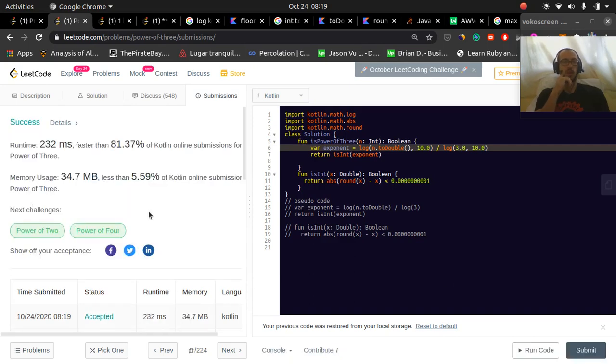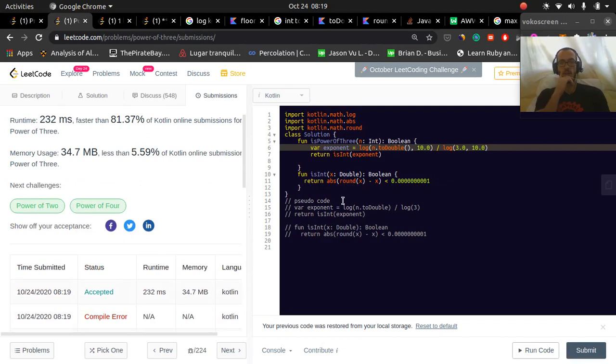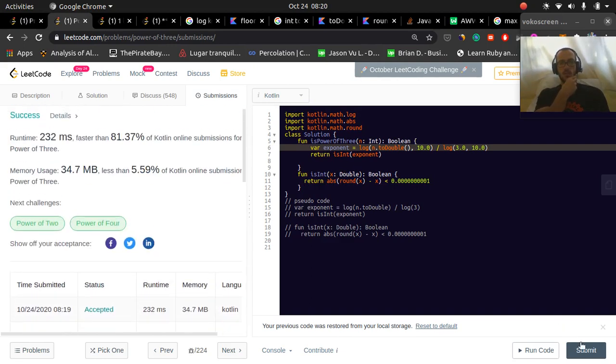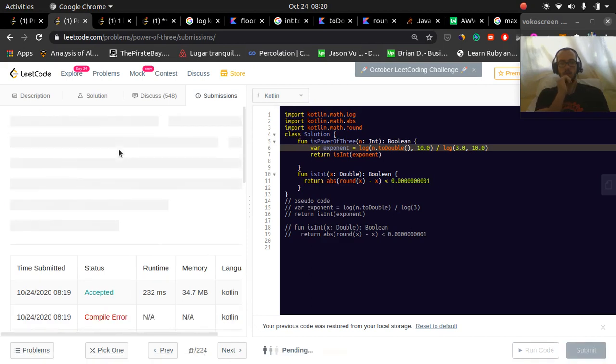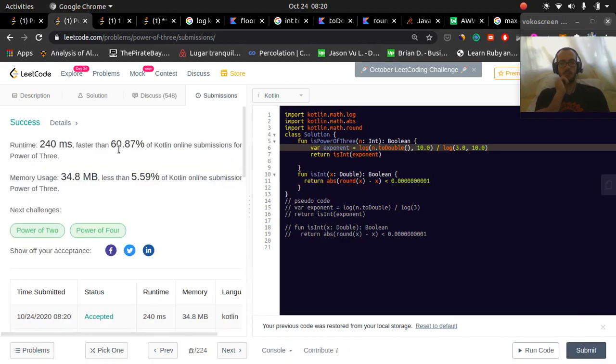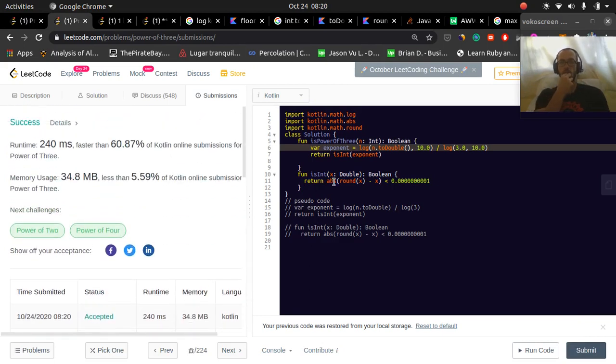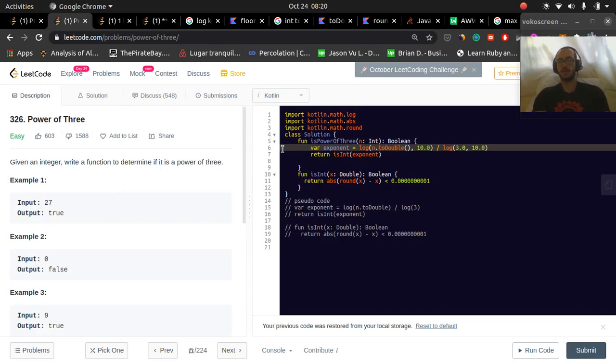Okay, there you go, guys. So it's a little bit slower. I would imagine all these different function calls add a little bit of time. It's a little bit slower than the for loop. Let's run it again. Yeah, so a little bit slower than the for loop, but here's how you would do it without a loop. All right, guys, that has been power of 3. Stay tuned for the next one.